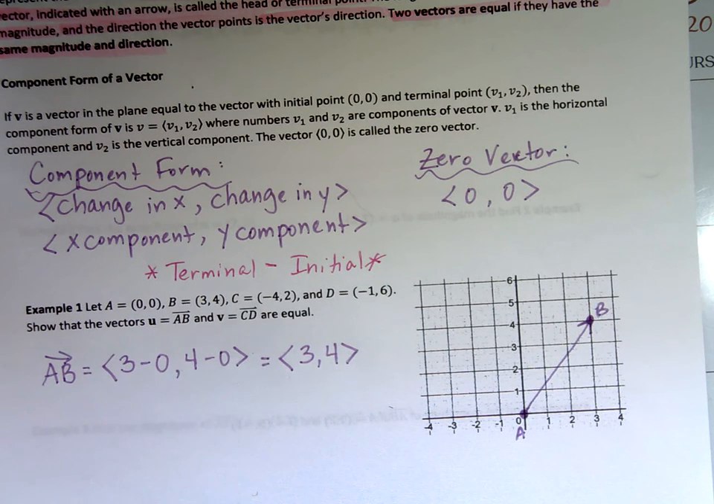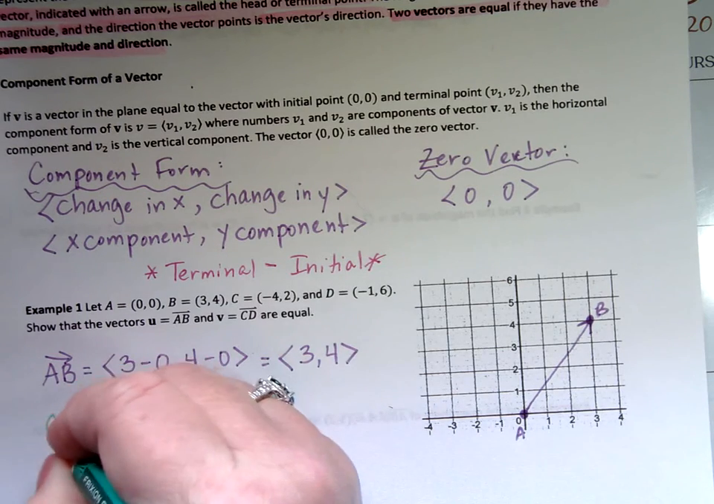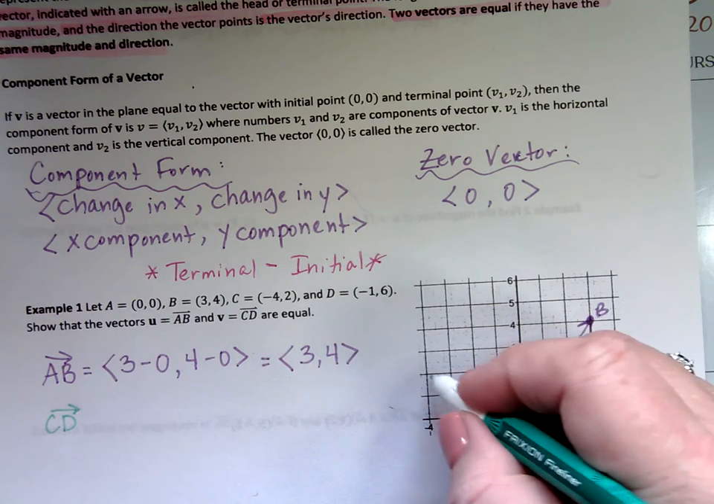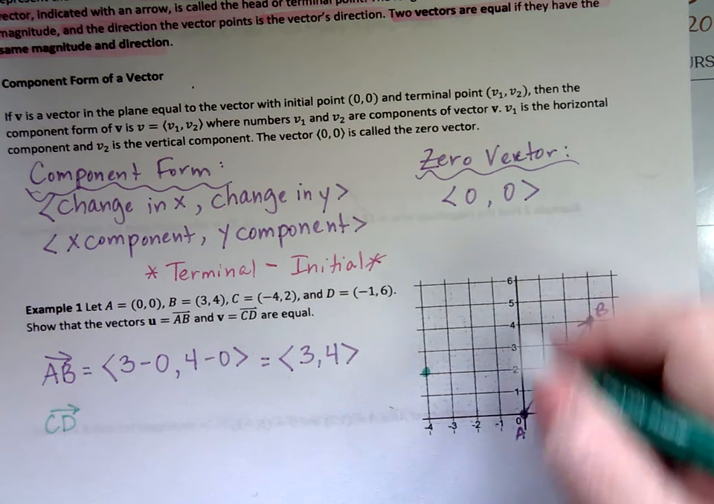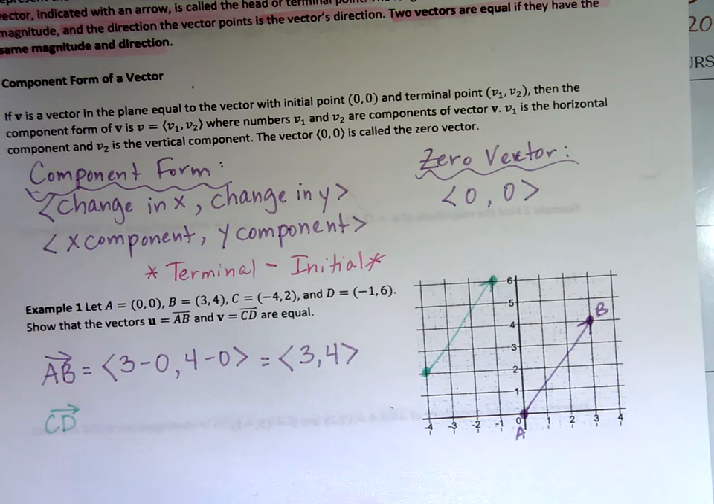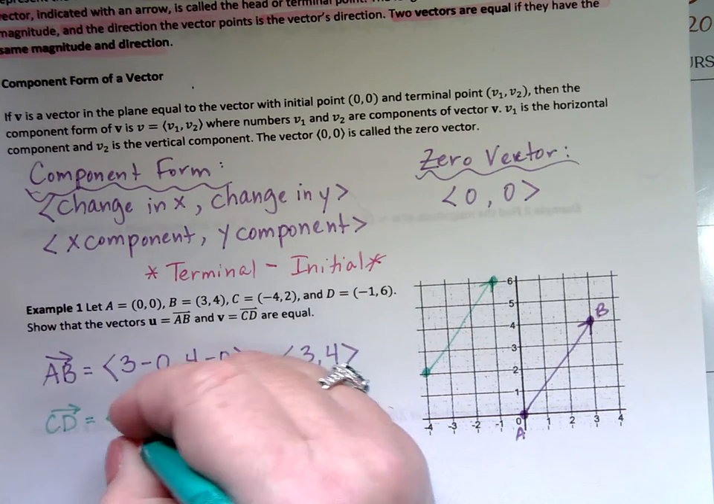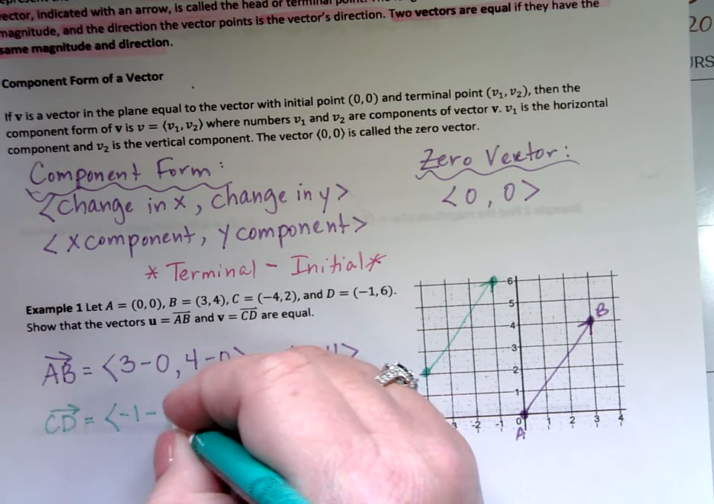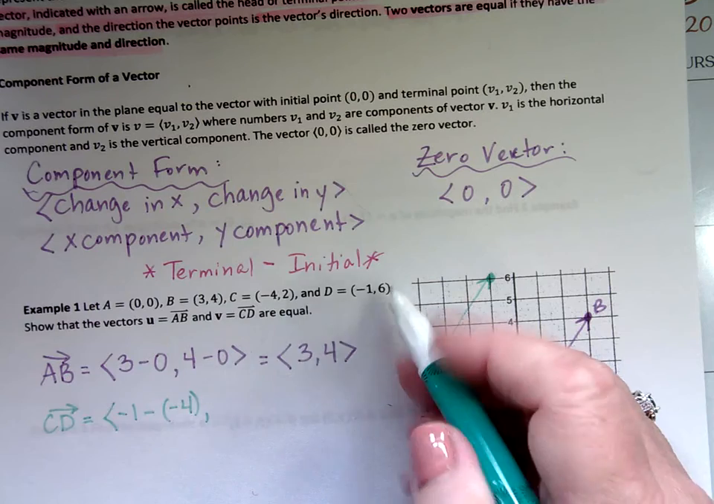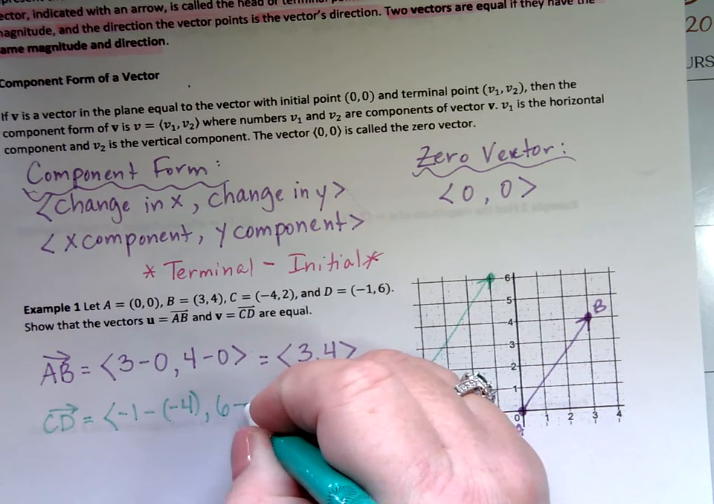So now I'm going to go for the vector CD that they want me to compare it to. C is at (-4, 2), and D is at (-1, 6). It starts here, goes here, has that direction. Well, that vector, if I do terminal minus initial, is going to look like this. Terminal x is negative 1 minus my initial x, which is negative 4. And be careful, it's minus a negative, so watch your signs. 6 is my y in the terminal side. The initial was 2.